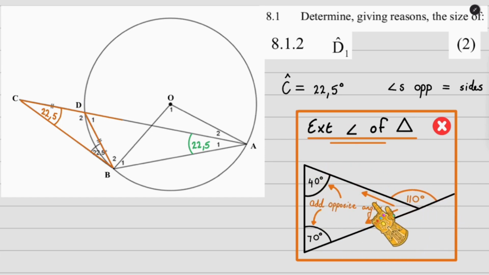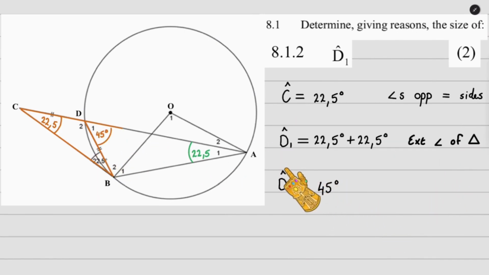So you can see in this example, 40 plus 70 gives me this 110 degrees over here. So to get D1, we go to the opposite two interior angles, add these guys up, and we get D1. So 22.5 plus 22.5 will give me an elegant 45 degrees over there. And this is the best way to write it up. You just say D1 equals the opposite two angles added together for the reason of exterior angle of triangle, and then you just simplify that.